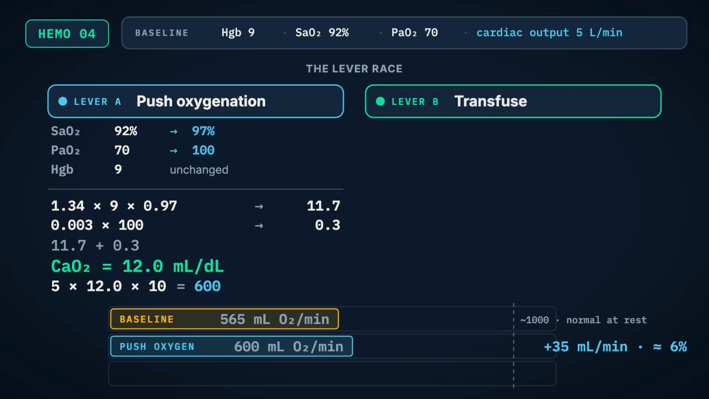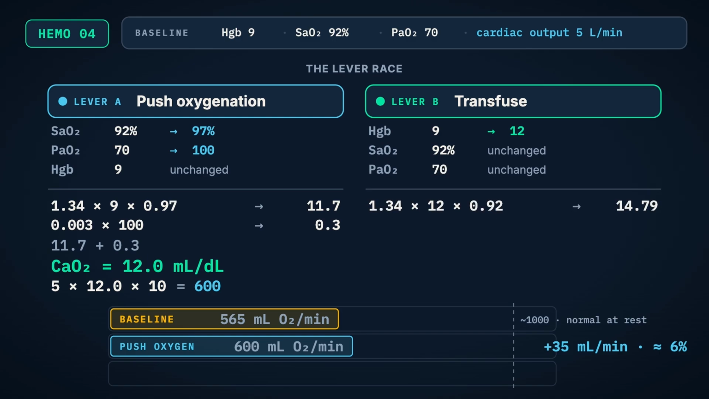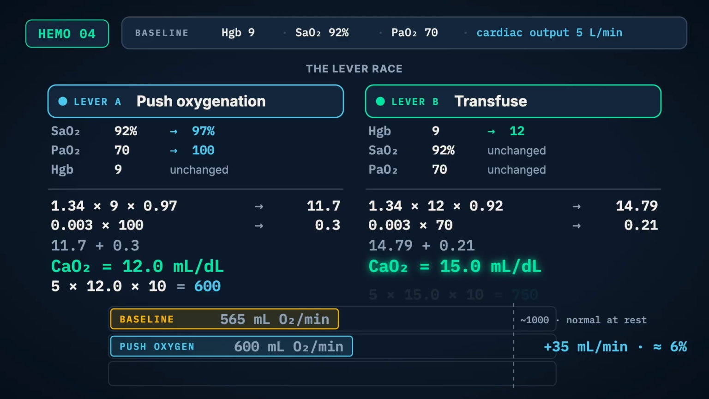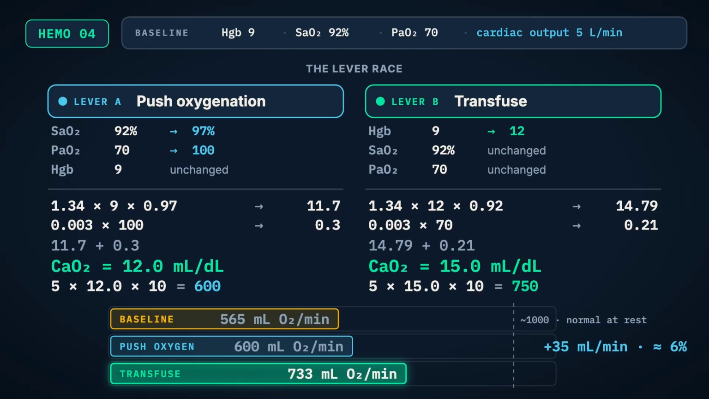Now, transfuse instead. Hemoglobin 9 up to 12, SaO₂ and PaO₂ unchanged at 92% and 70. CaO₂ becomes 1.34 times 12 times 0.92, plus 0.003 times 70. 14.79 plus 0.21 is 15 milliliters per deciliter. DO₂ is going to be 5 times 15 times 10, 750 milliliters per minute. A gain of 185 milliliters per minute. About 33%.